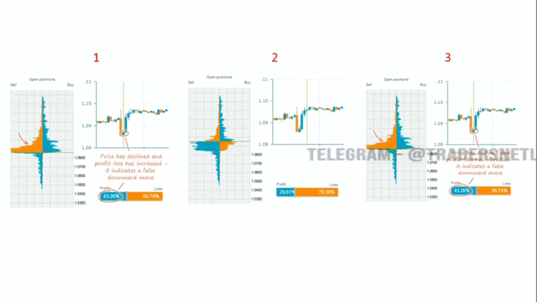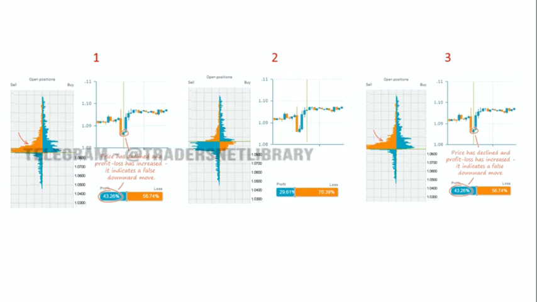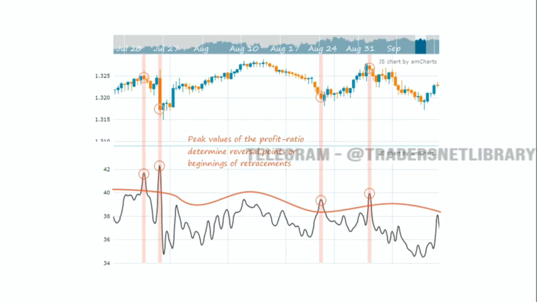Let's consider the following situation. It looks a lot like fishing. First, bait is thrown, and then a fish is stricken and pulled upward. Therefore, the winning-losing traders ratio signals both points of reversal and beginnings of retracement well.